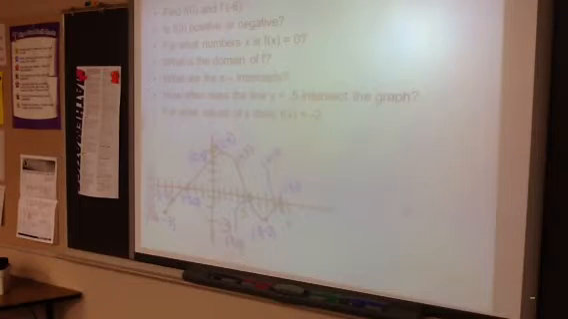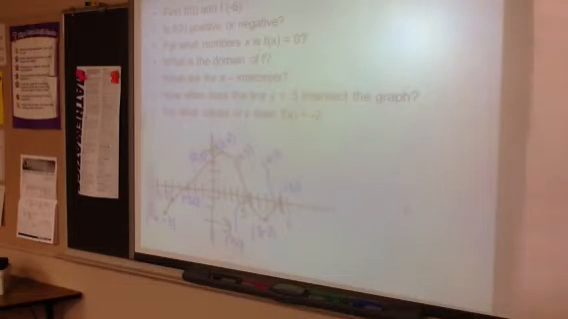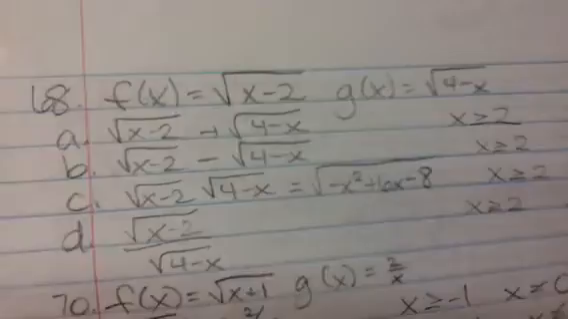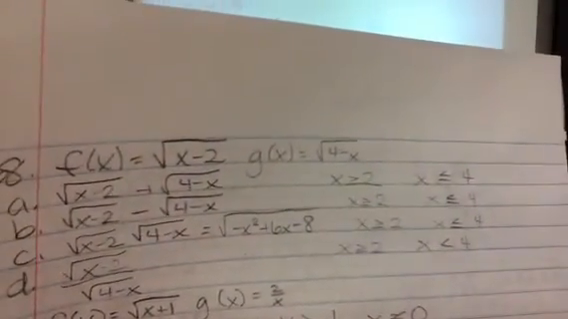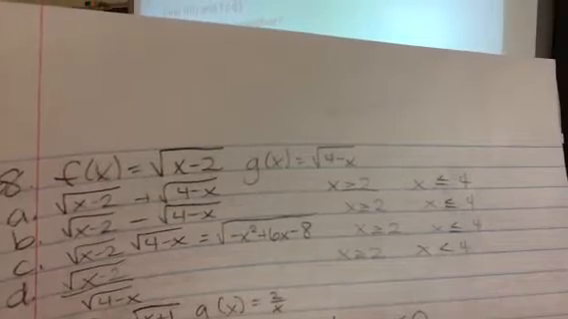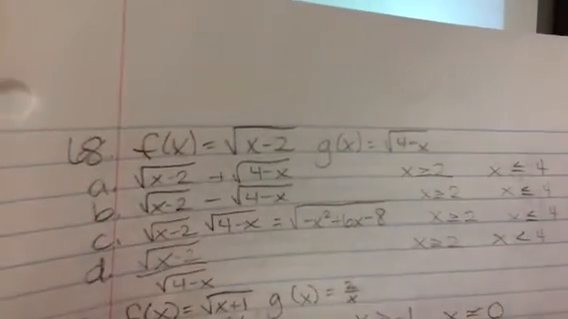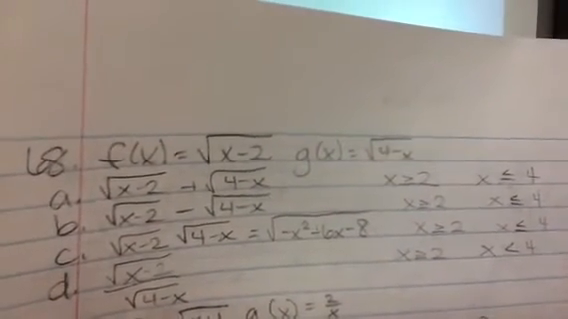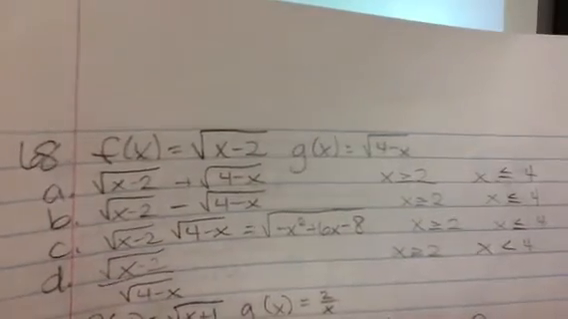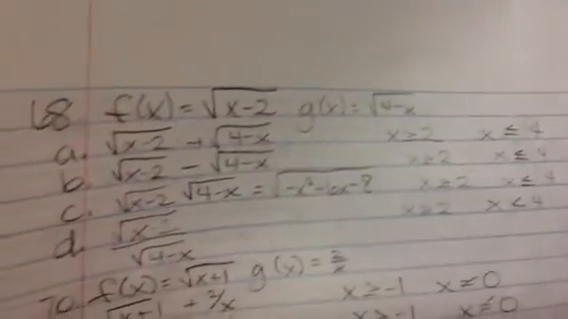68 is the square root of x minus 2 plus the square root of 4 minus x. The domain for that one is 2 to 4 with brackets on it. B is the square root of x minus 2 minus the square root of 4 minus x. That is 2 to 4 with brackets on those.